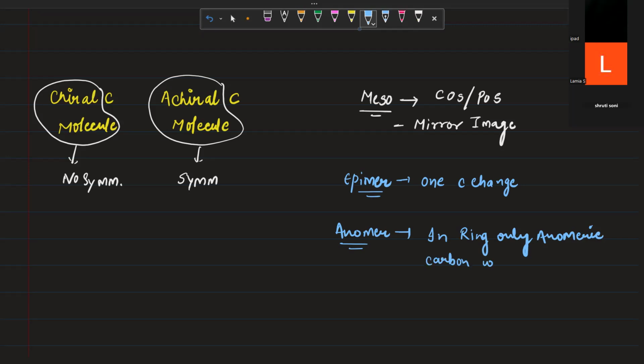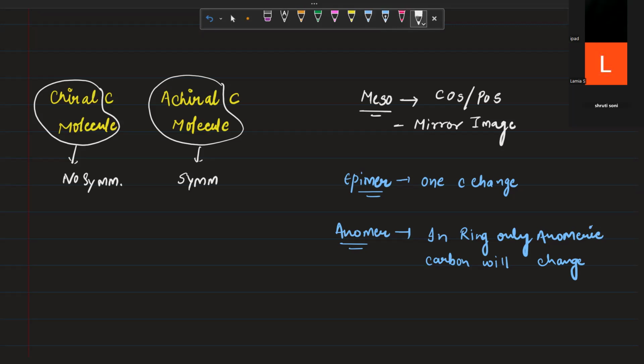What is anomeric carbon? Anomeric carbon is like, if there's one change in a chiral center, in the case of anomers, there's going to be oxygen in the ring. Anomeric carbon is specifically the carbon which is adjacent to the oxygen. Okay, that is anomeric carbon.